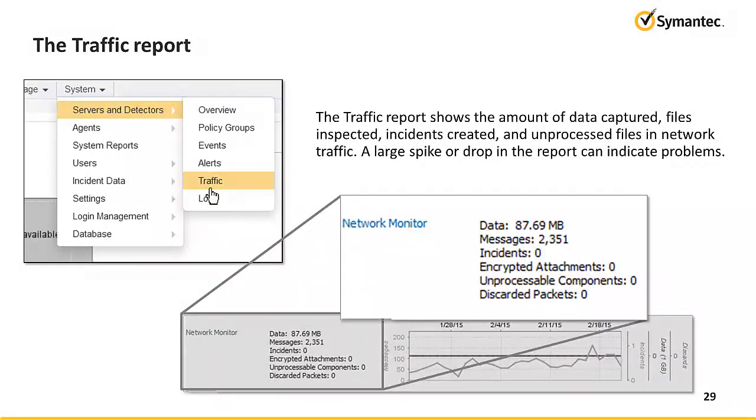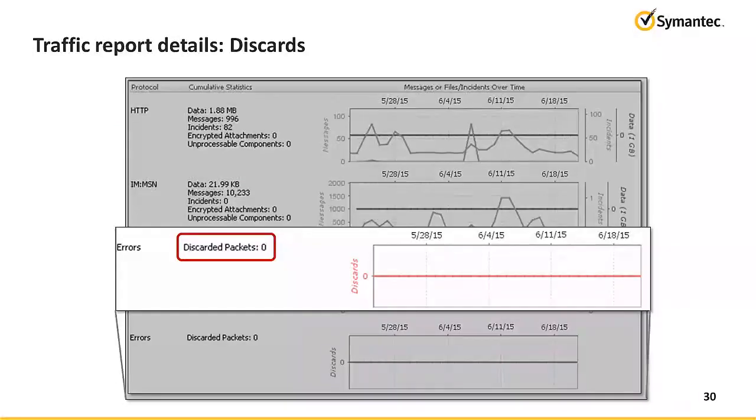Enforce provides network traffic details on the amount of data captured, files inspected, incidents created, and unprocessed files. This information is provided in a graphical format over configurable periods to enable organizations to perform troubleshooting analysis and capacity management for their various Symantec server products. A huge spike or a sharp drop in the chart can indicate problems. You can access this traffic report at System, Servers and Detectors, Traffic. Clicking the detection server name takes you to a more detailed report.